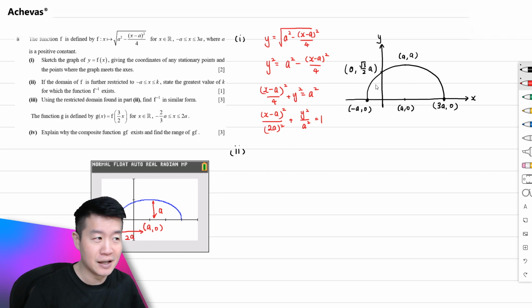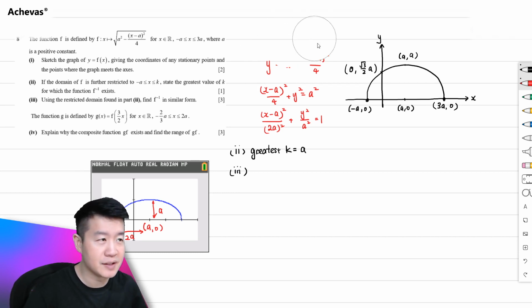I think this is easy. k can be a value that is here. k can be a value that is here. The maximum it can go is a. Beyond a, the graph is going to fail the horizontal line test. So for part 2, what is the greatest possible value for k? This is going to be equal to a. Next, part 3.